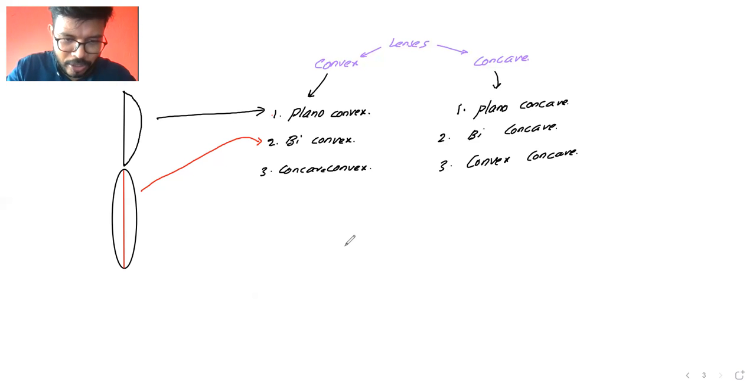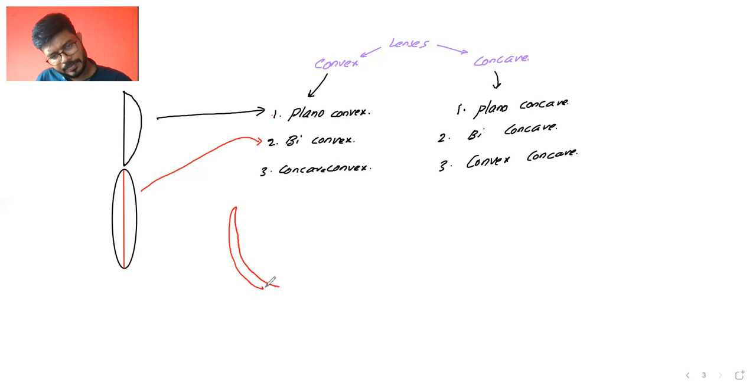Remember it. Same thing. When there is no bending at one side, we call it a plano convex. And concave convex means one side will be concave, one side will be convex. So the structure will be like this. One side will be your convex and one side will be your concave, like a half moon structure.